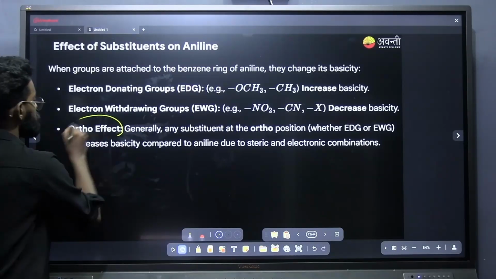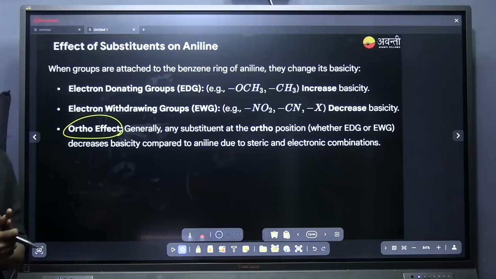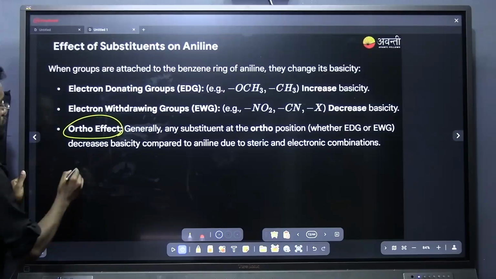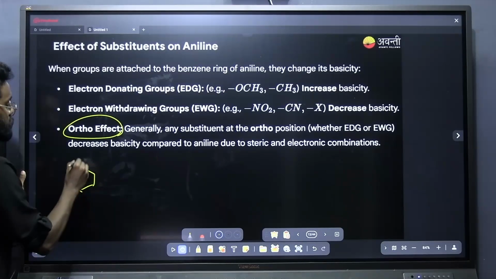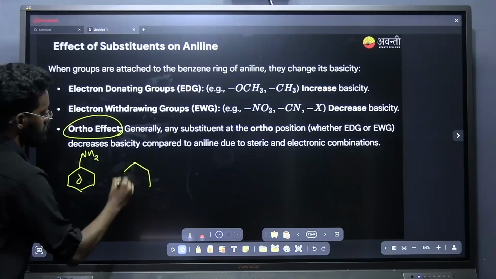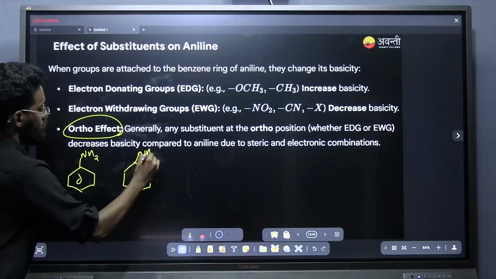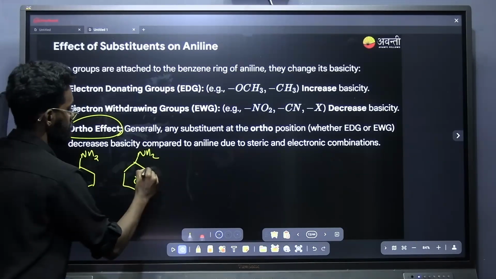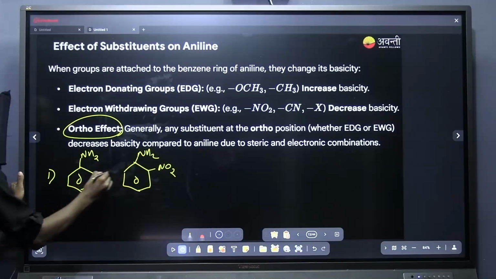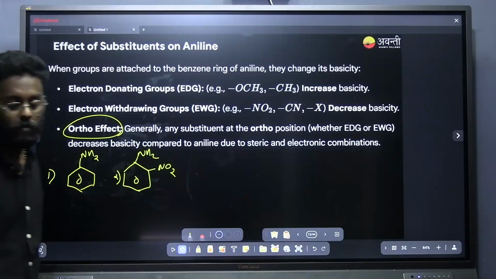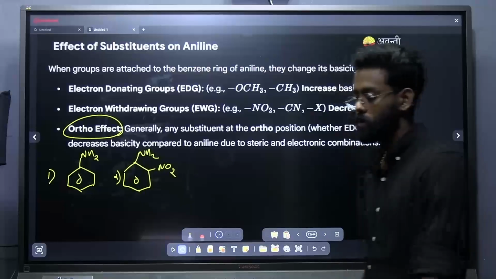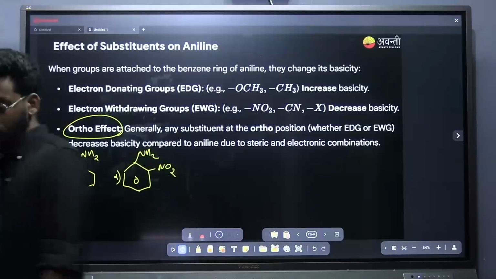Now the point you note down is the ortho effect. We have discussed the ortho effect in carboxylic acids. A similar effect you can see in the case of aniline also. That is, ortho substituted anilines are always less basic. If I am taking aniline here and I am taking ortho nitroaniline here, which one is more basic? First one or second one? Students, tell me. Which is more basic, aniline or orthonitroaniline?